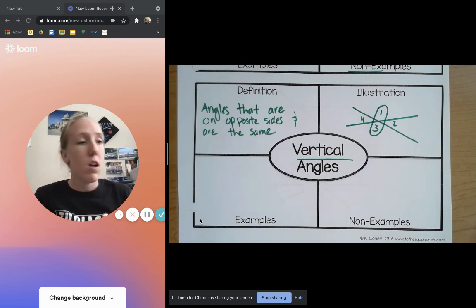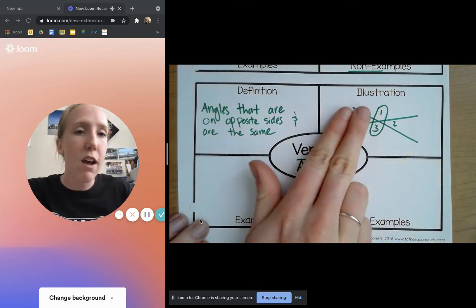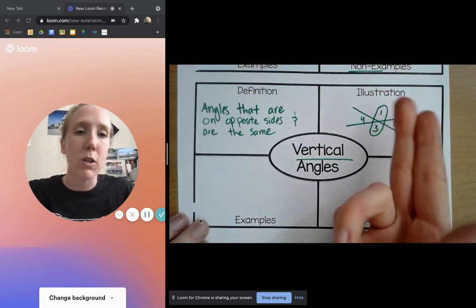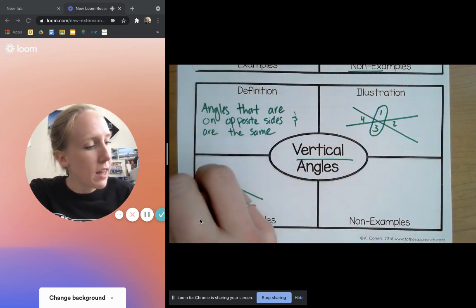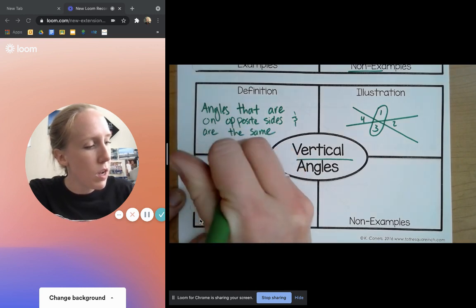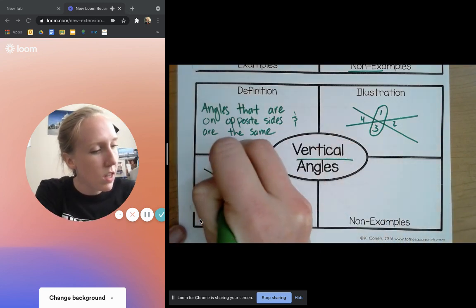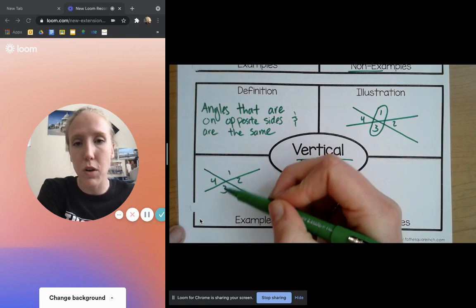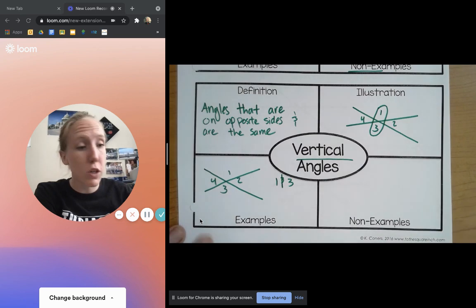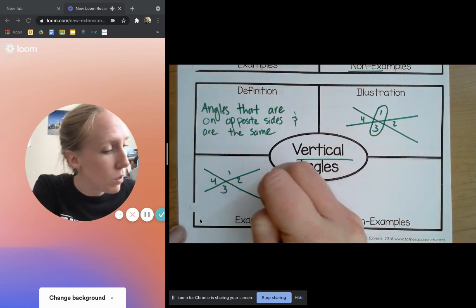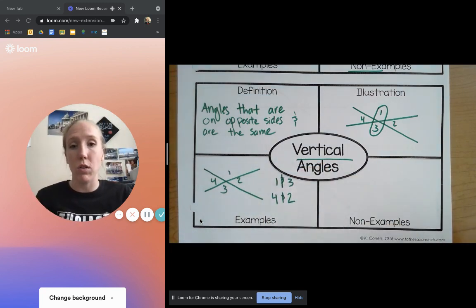Congruent means equal. The same for 4 and 2. 4 and 2 are mirror images of each other. If I take angle 4 and I flip it over to be on top of angle 2, they would be exactly the same. So let's draw that picture again and list our vertical angles. We have 1, 2, 3, 4. These two are vertical, 1 and 3. And then the other two vertical angles are 4 and 2. Those are the sets of vertical angles.